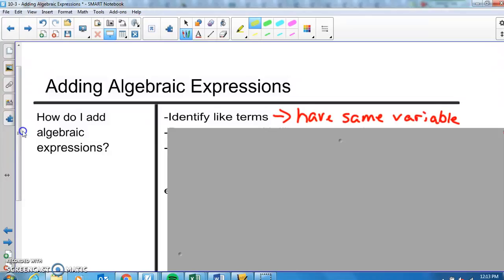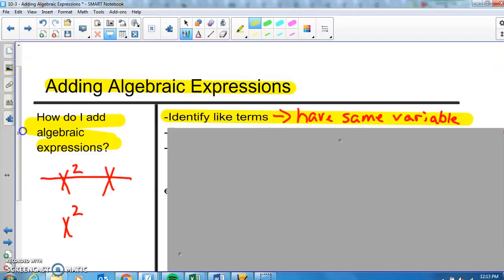Let me go ahead and highlight this, because I want you to copy this down. We're going to identify like terms. They have the same variable, and the variables have to have the same exponents. So an x squared is not a like term with an x, because they do not have the same exponent. An x squared would be a like term with 6x squared, because they have the same exponent and variable.